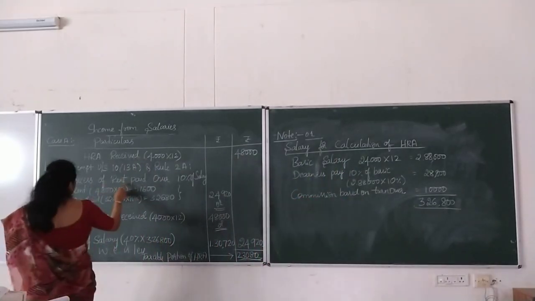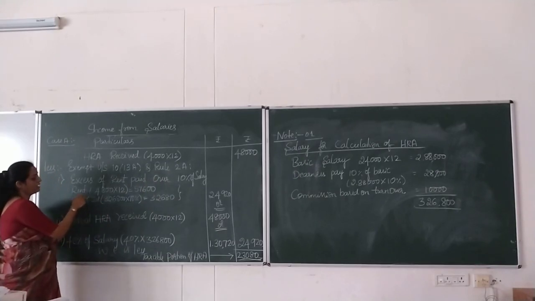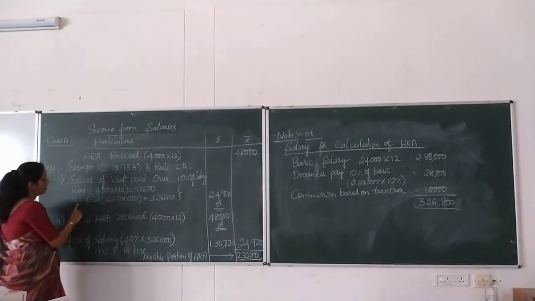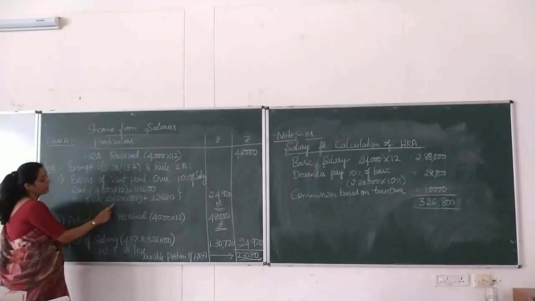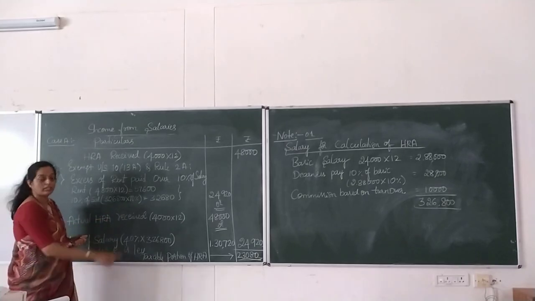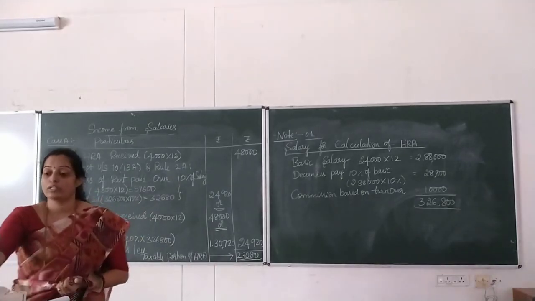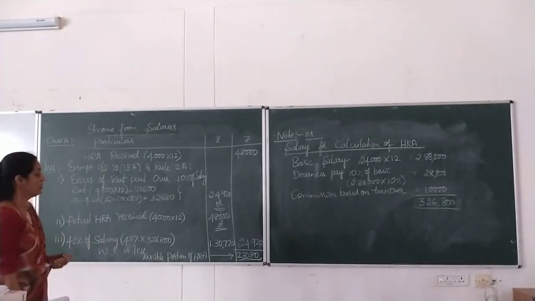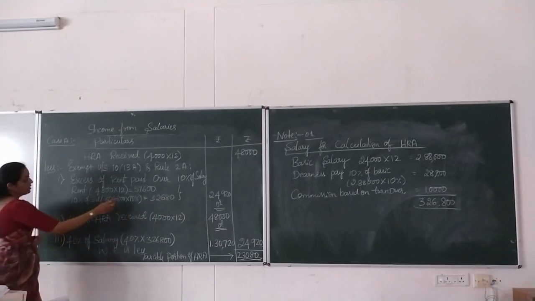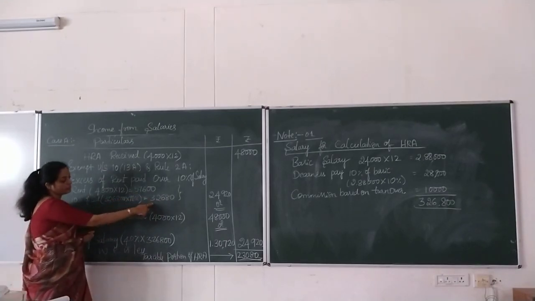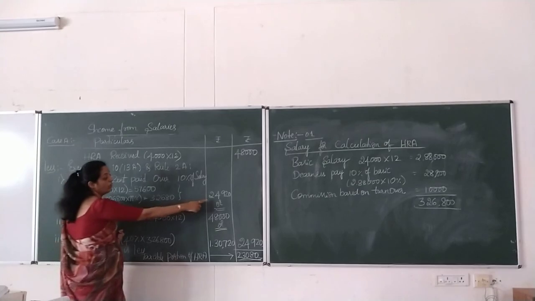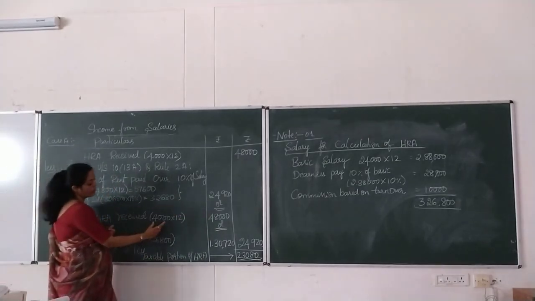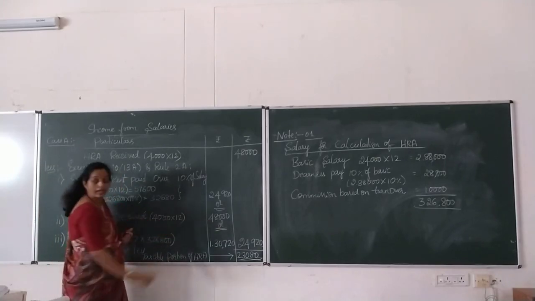So the excess of rent paid over 10% of salary: rent is 4,800 into 12, which becomes 57,600. 10% of salary means 3,26,800 into 10%, that is 32,680. So what's the difference? 57,600 minus 32,680 gives you 24,920. Or actual HRA received, 4,000 into 12, is 48,000.